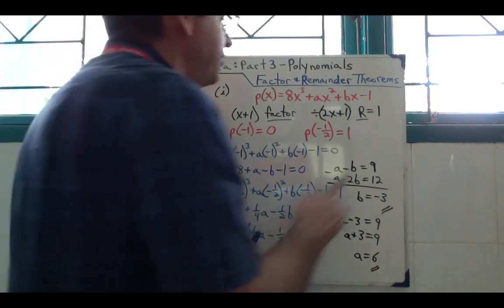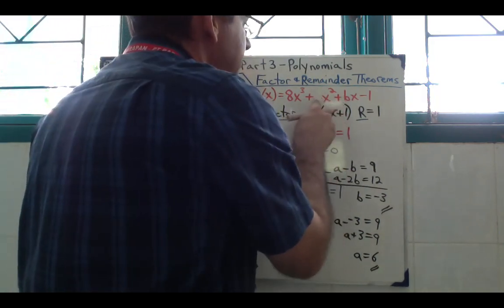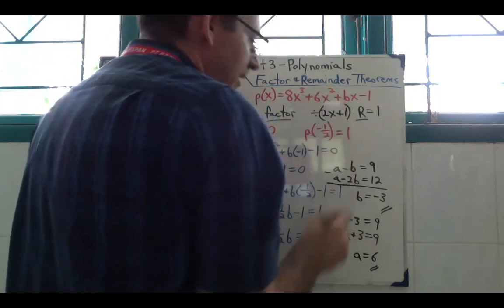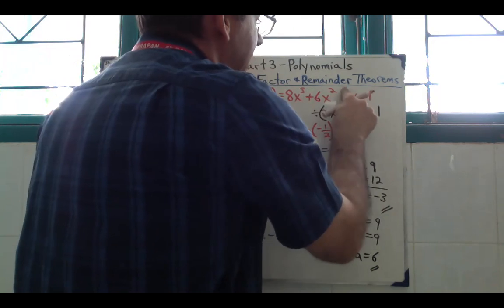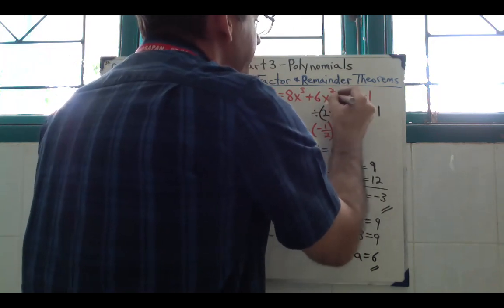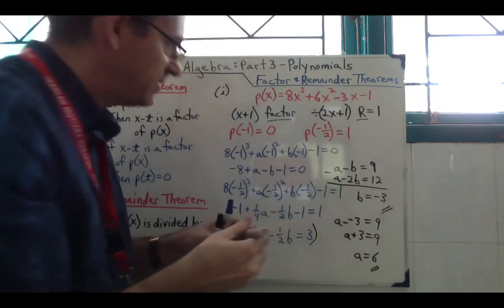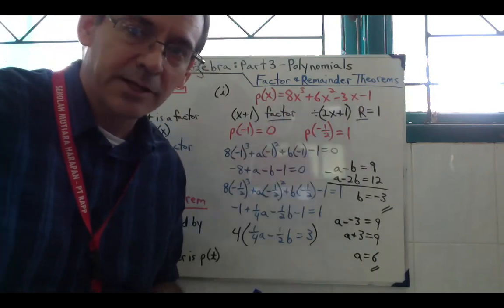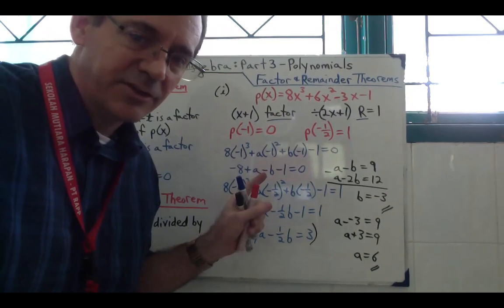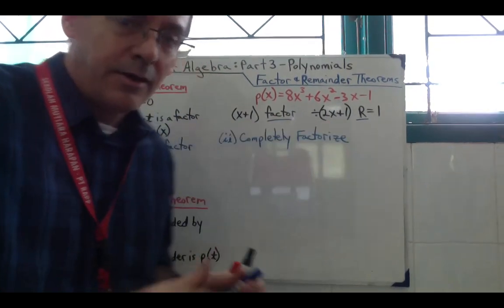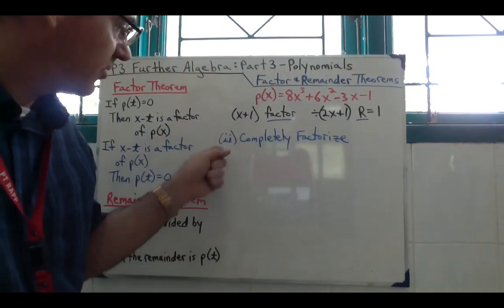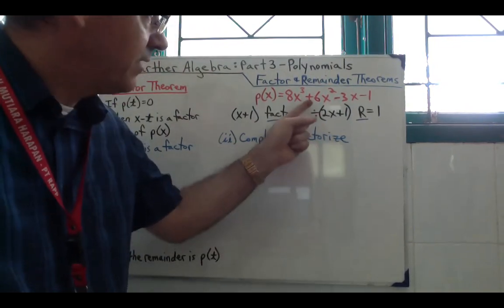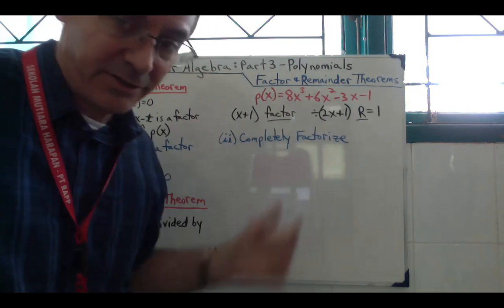Now it's going to want us to take this with these values. Our a is 6 and our b is negative 3, and it wants us to completely factorize this polynomial. So let me give us a little bit of space here. Okay, now we have some space here to work. So part 2 says to completely factorize when the a and the b have the values that we just solved for in part 1.